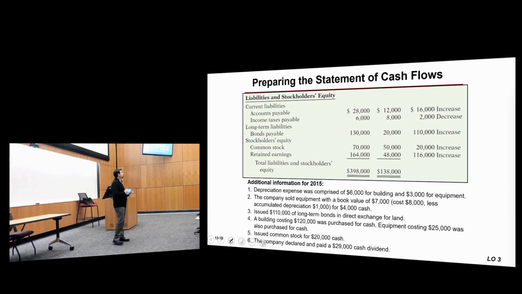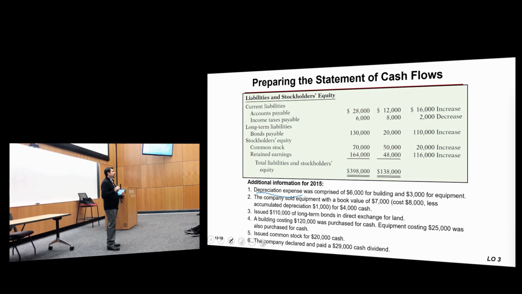And then you also have additional information. Examples of additional information are like this. You have depreciation expense was made up of 6,000 for buildings and 3,000 for equipment. The company sold equipment with a book value of 7,000 for 4,000. We used to record gains and losses, right?